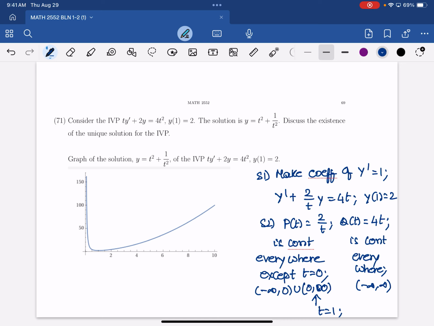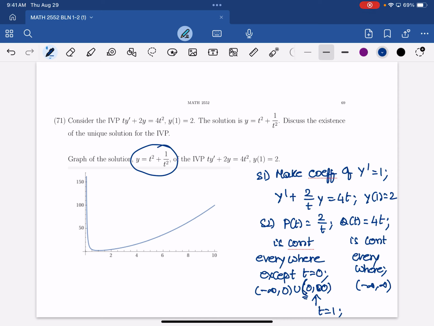Is that clear? And we used the variable separable method and we got our solution to be y equals t squared plus 1 over t squared. Does that make sense? Why is it 0 to infinity? Because the curve isn't continuous at t equals 0. That's why it's an open interval.